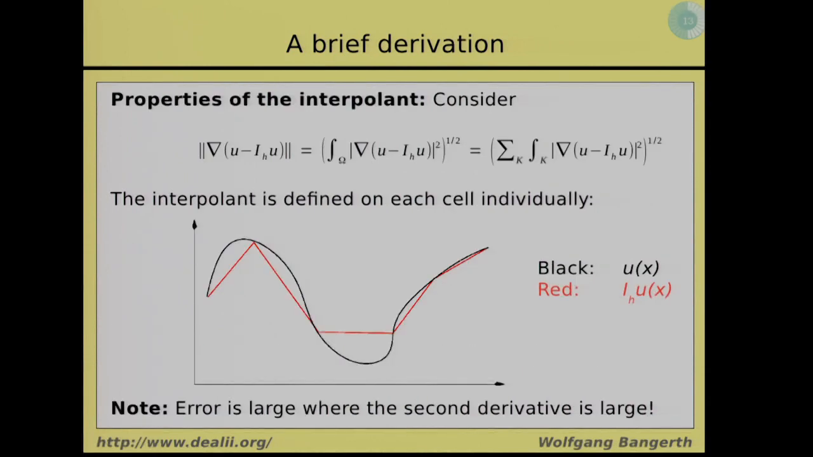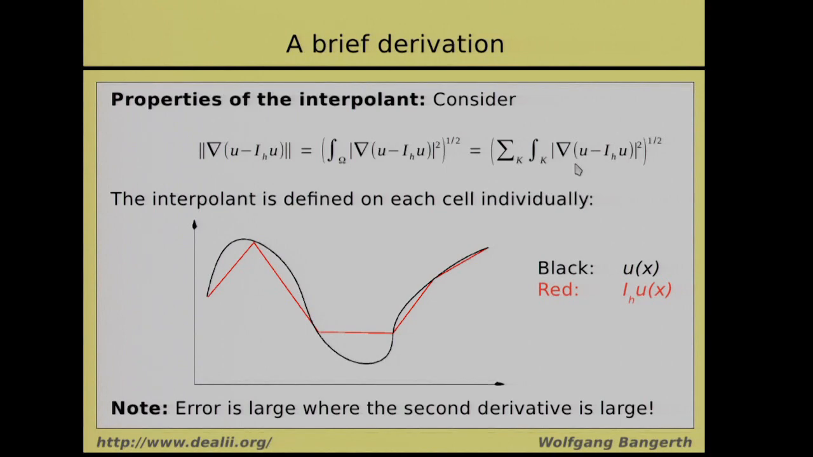So what I need to do is look at the interpolant a little bit more. If you look at the right-hand side, what you find is that the error in the interpolant, the gradient of u minus I_h u, is defined in exactly this way, and I can break this down into individual cells. That's just writing the integral as a sum of integrals over the cells.